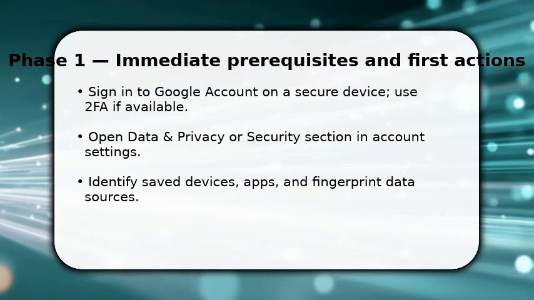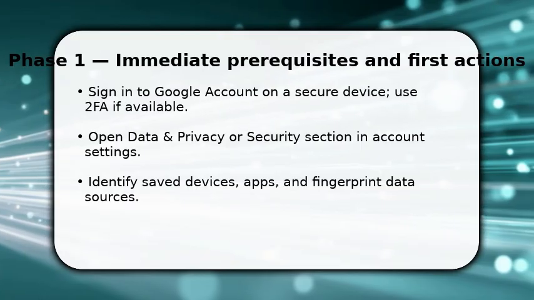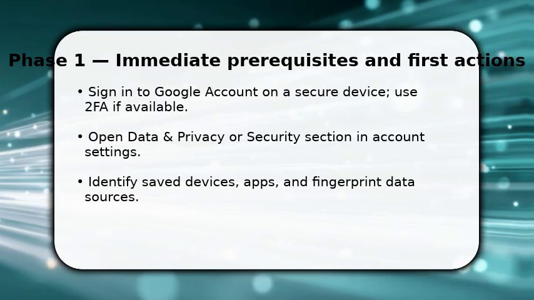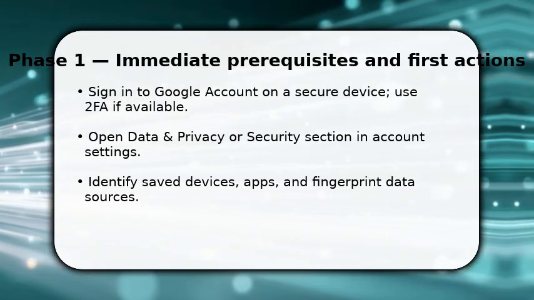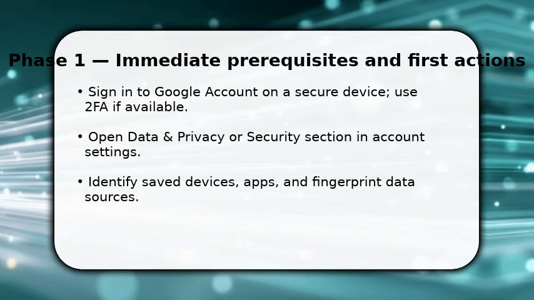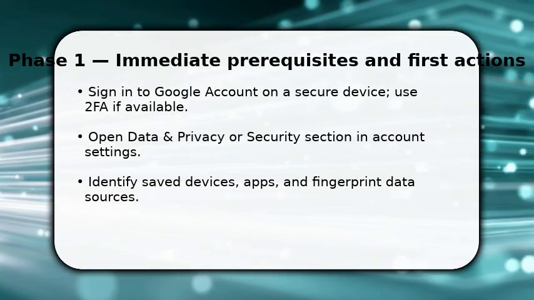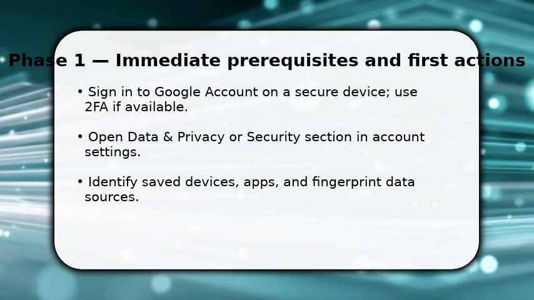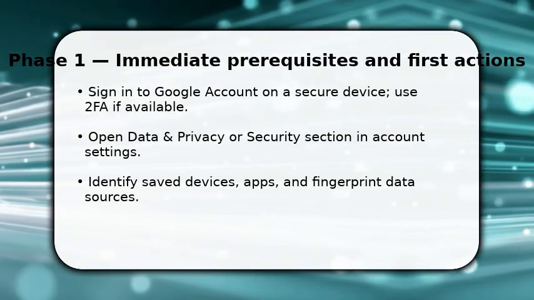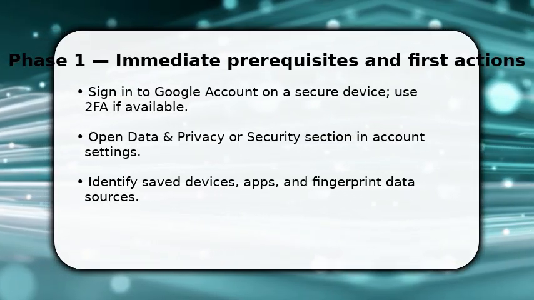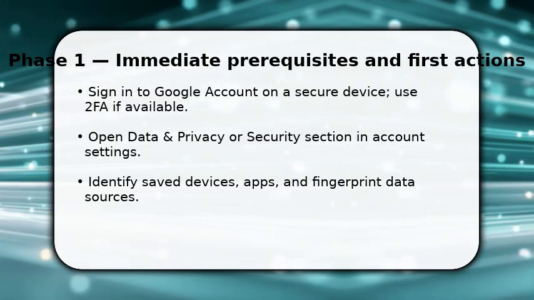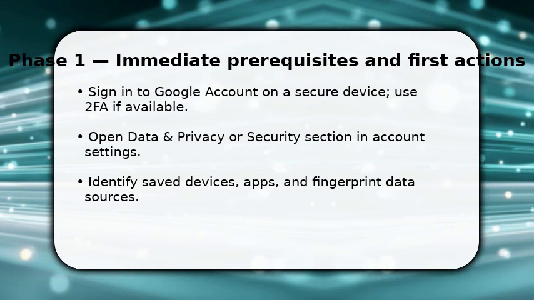You're starting now. Sign in to your Google account on a trusted device and make sure two-factor authentication is active for safety. Once signed in, go directly to the Data and Privacy or Security section. You'll need to access activity, devices, and app permissions. Identify where biometric or fingerprint traces could exist, saved devices, connected apps, and payment profiles. This step prevents accidental lockouts later, so pause and confirm you can re-authenticate.